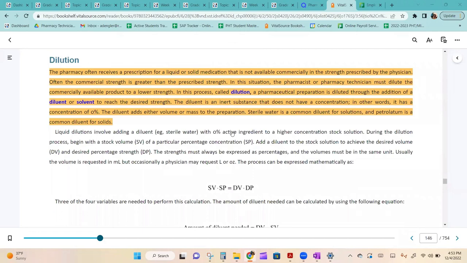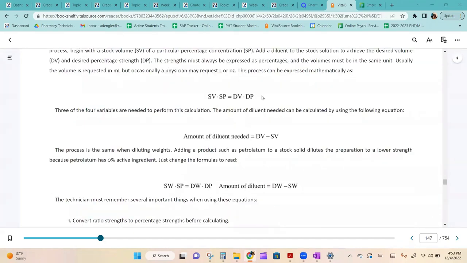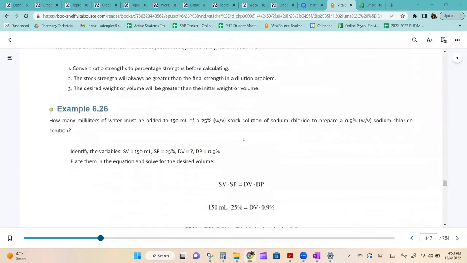Okay, so some dilution examples. We have this formula again, SV times SP equals DV times DP. SV stock volume, SP stock percent, DV desired volume, DP desired percent. So again, those of you that have been in the math mod, you might remember that that book uses, instead of SP and DP, SW and DW for stock weight and desired weight. So let's just jump right into the first problem.